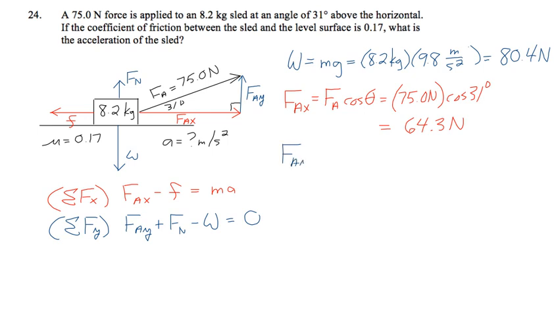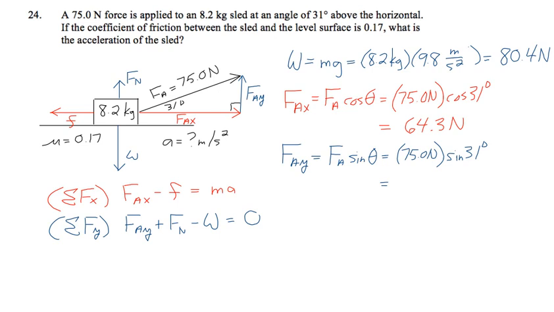So Fay is going to be the hypotenuse times the sine of the angle. So that's going to be 75 newtons times the sine of 31 degrees. Looking at my picture, I expect this number to be less than the other one because the blue arrow looks smaller than the red arrow. So I would expect this to be smaller.